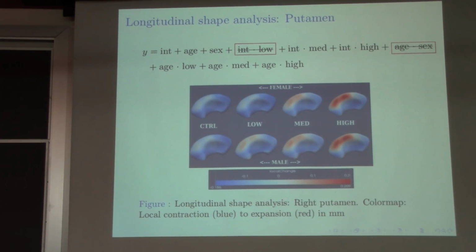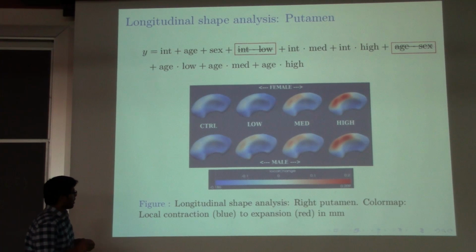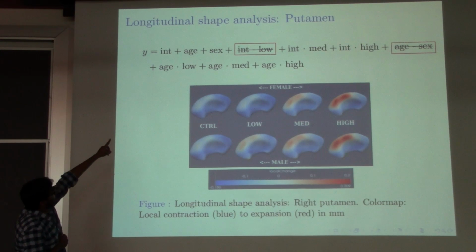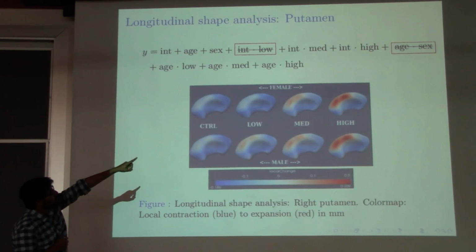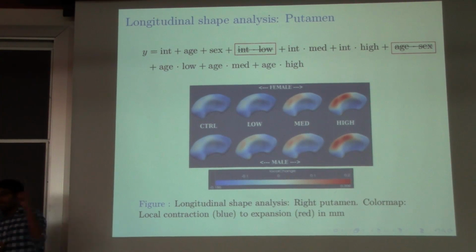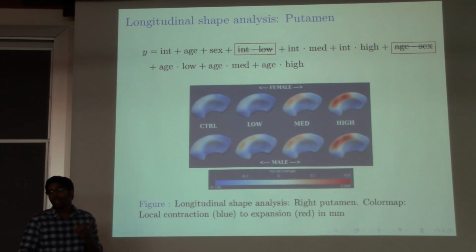We did the same thing for shape, and these are Buchanan shapes. Top is female, bottom is male, and we chose again all the covariates, but those two got deselected. It again says that shape change over time for males and for females is roughly similar. It doesn't matter, but the others matter. Okay? And the color coding just says local contractions and expansions.